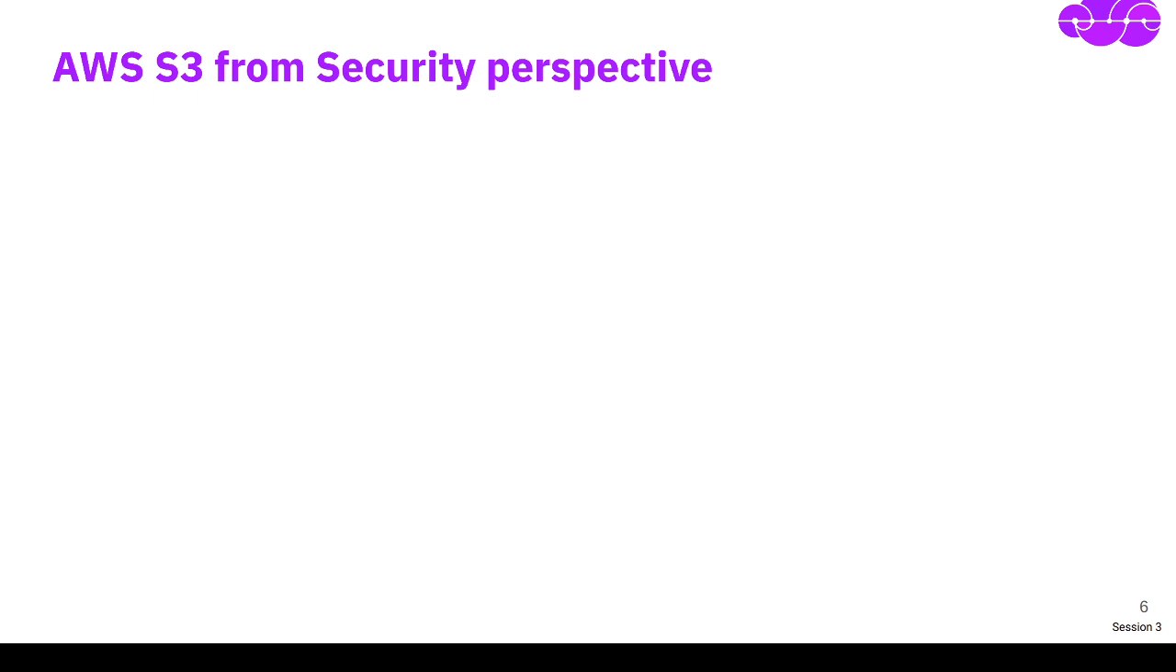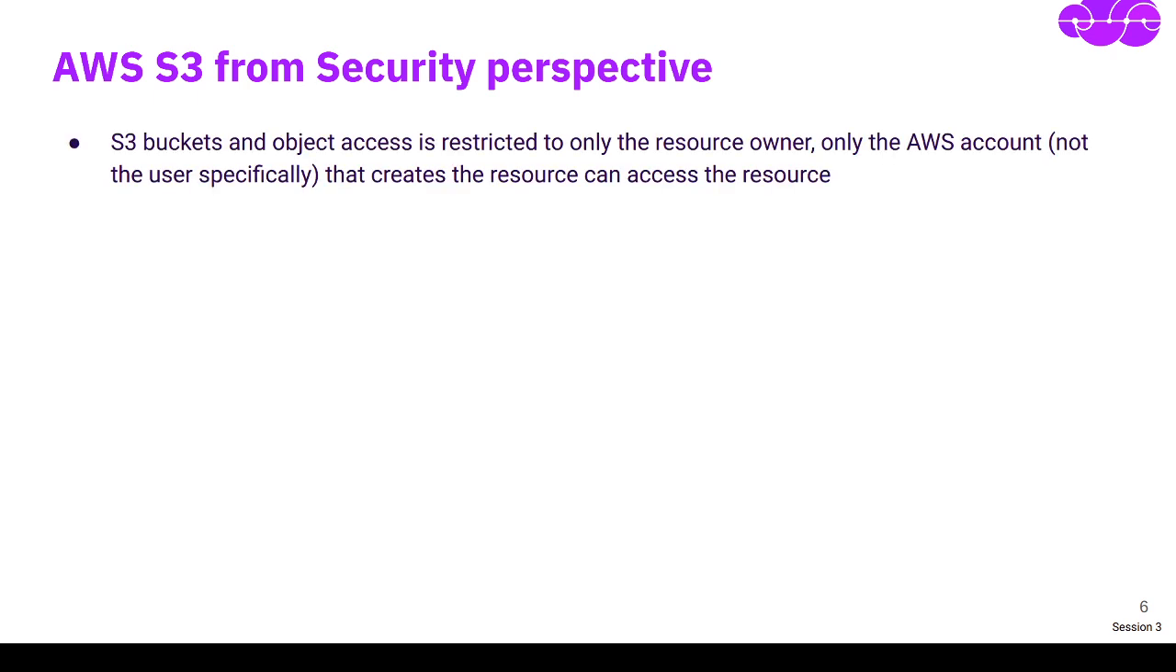But looking from an attacker's perspective, security perspective, from our perspective, we see that S3 buckets and object access is restricted to only the resource owner. It essentially means the AWS account, not the user, right? The AWS account that created the resource. Okay, like if I create a bucket, because I belong to the account that I created it from, the entire account will have access to the S3 bucket.